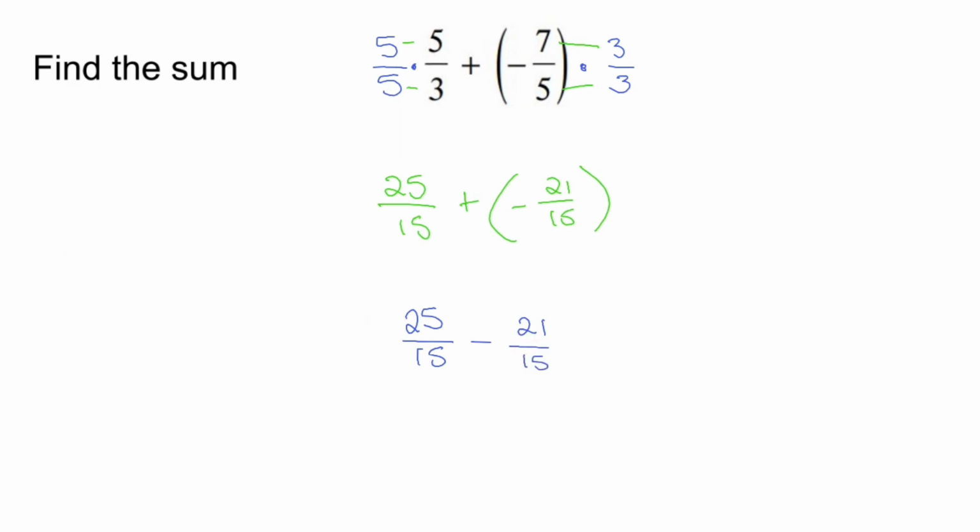All right, when you add or subtract fractions that now have the same denominator, you do the math in the numerator, 25 minus 21, and get 4. 15 on the bottom stays the same, and our final answer is going to be 4 over 15. Wasn't that great?